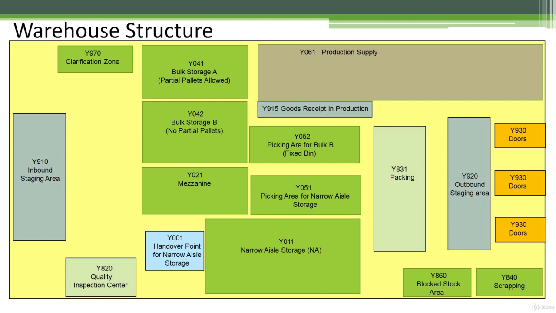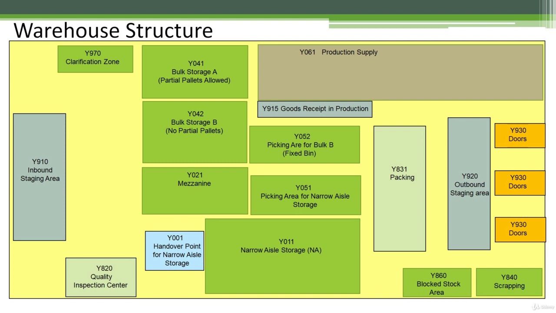We can start with the storage type Y910, which is the inbound staging area. This is an area where all the incoming trucks and trailers will unload the products or pallets. From here, the parts will then be stored into the warehouse. Y820 is going to be our quality inspection center. So any inbound quality inspection we are going to carry out at storage type Y820.